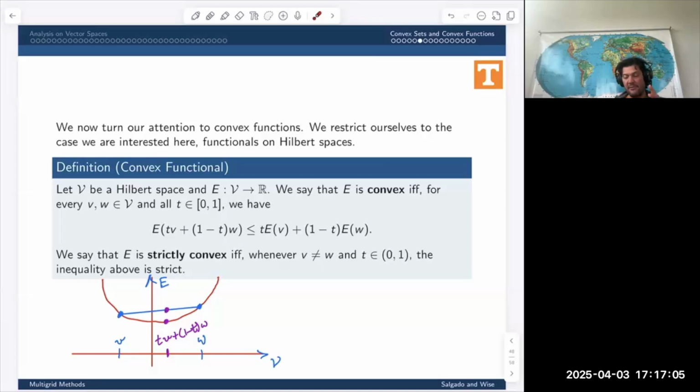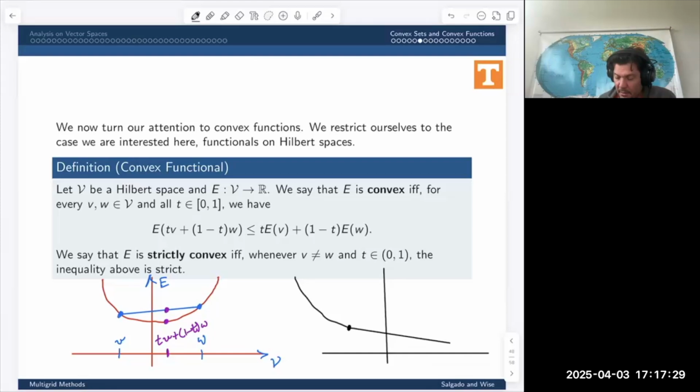So let's give an example of a function which is not necessarily strictly convex, but merely convex. What would a function like that look like? Well, maybe something like this, right? So it's coming down here, and then we're going to join that with a straight line. So is a function like that strictly convex or merely convex? And I say in this case, it's merely convex.